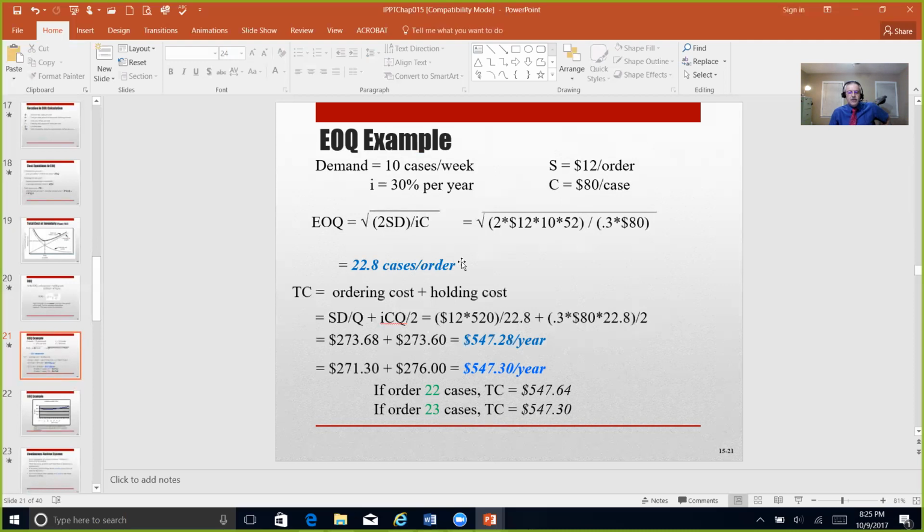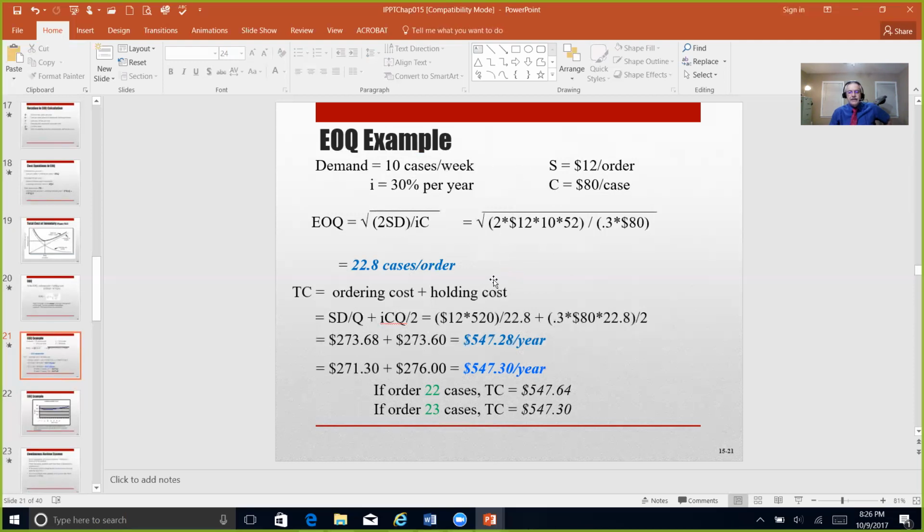So how did we do some of this? If we look at the $12, which is the value of S, how do we come up with 520 cases, which is my demand? Well, if I have 10 cases per week times 52 weeks a year, that gives me 520 cases demand per year. This is where making sure that you keep your units of measurement consistent throughout your calculations will ensure that you come up with a very good answer.